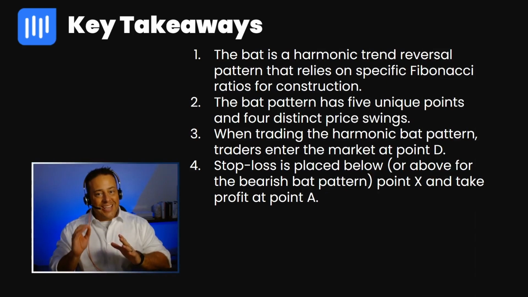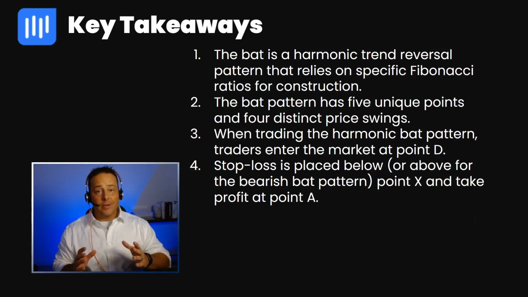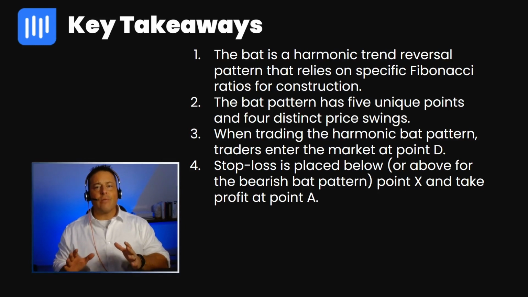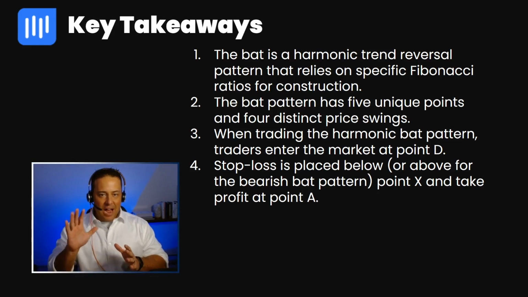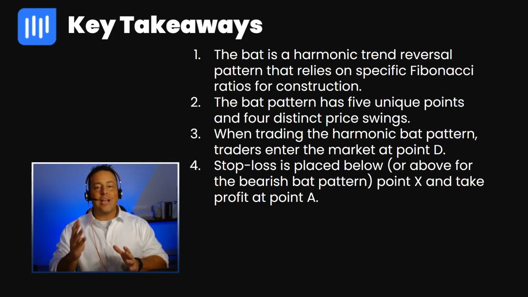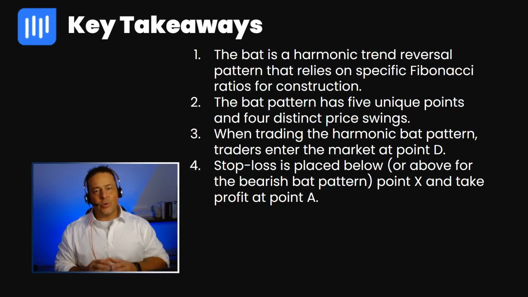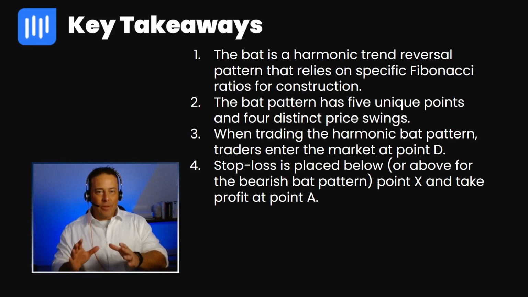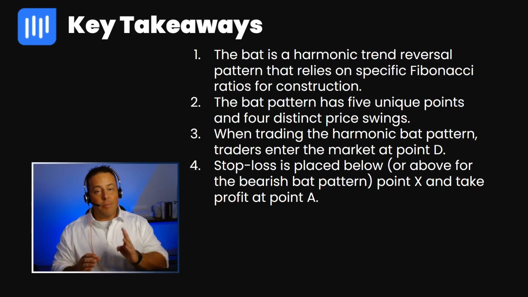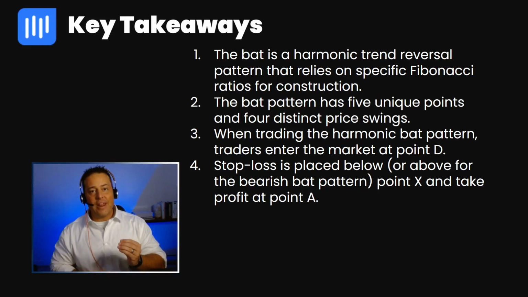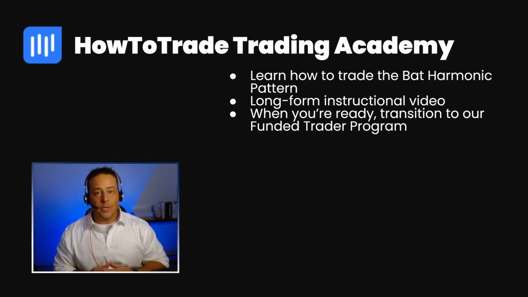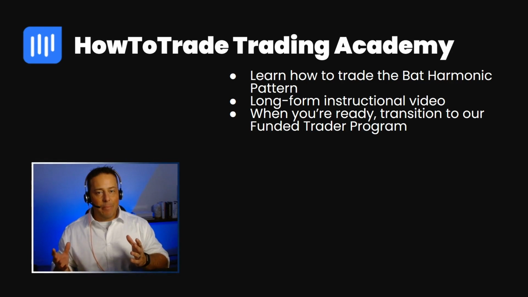Now, let's review some of the key takeaways from the bat harmonic pattern. Number one, the bat is a harmonic reversal pattern that relies on specific Fibonacci ratios for construction. Number two, the bat pattern has 5 unique points and 4 distinct price swings. Number three, when trading the harmonic bat pattern, traders enter the market at point D. Number four, the stop loss is placed below, or above for the bearish bat pattern, point X, and take profit at point A.